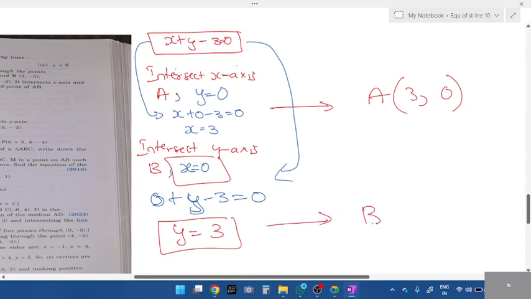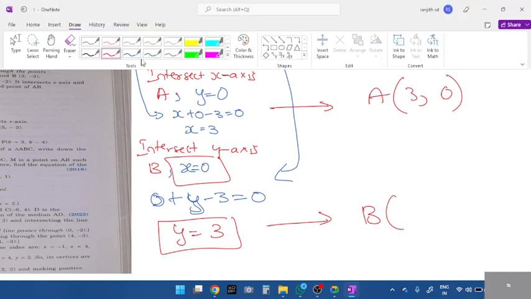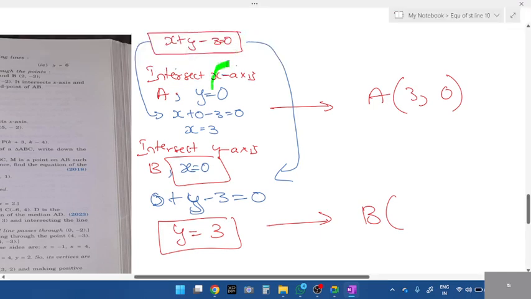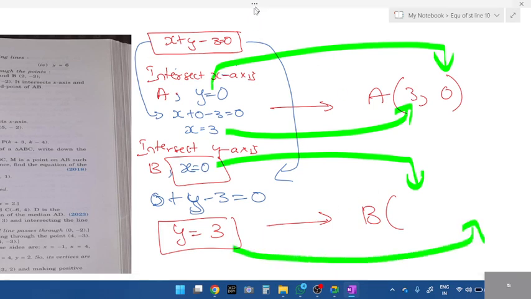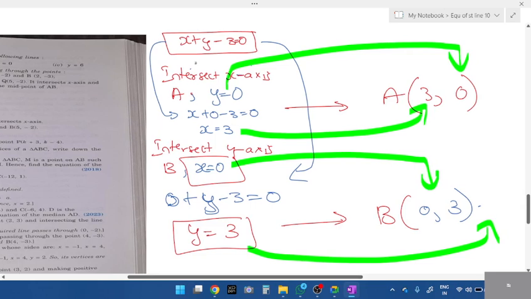And for B, what's the answer? Is the x value given or the y value given? All of you will respond. See, whatever we took, I've written. I've taken y is 0, I've written 0. I've taken x is 3. Here, y is 0, we got x is 3. What's the answer? 0 comma 3. This is the answer. The only thing you have to understand is intercept.